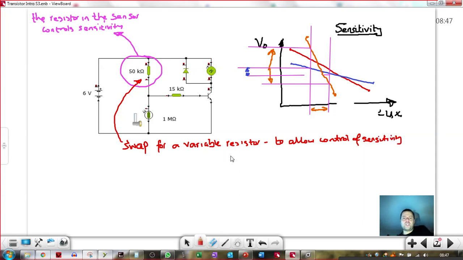Swap for a variable resistor to allow for control of sensitivity. That's the same whether it's a hot, cold, light or dark sensor. The resistor on the other side, you've got your LDR or your thermistor doing its job, and previously we would have had a fixed resistor in there, but from now on you're going to draw in variable resistors. It just looks like a resistor, except it's got that arrow across it, drawn like that. It's a variable resistor. We put them in to allow for control of sensitivity.